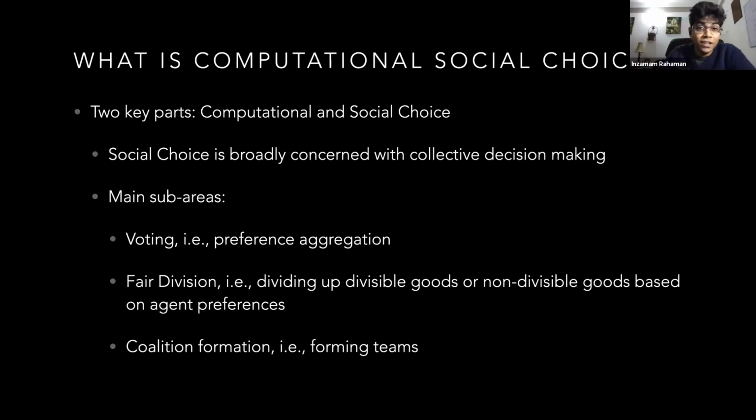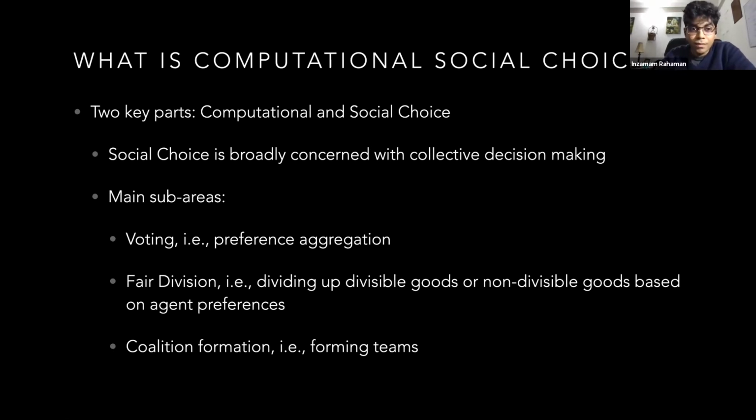So of course, what is computational social choice? There are 2 parts to this field's name. So computation and then the social choice bit. We start with the social choice bit. Social choice is broadly concerned with collective decision-making procedures and how we make good collective decisions. So how do you take collective preferences or collective judgments and aggregate them somehow to be able to make some sort of collective decision.